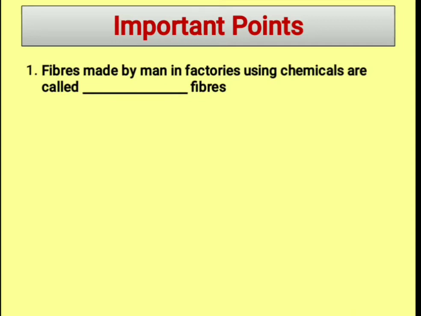The first question is: fibers made by man in factories using chemicals are called dash fibers. So which fiber is made by man in factories by using chemicals? There are two types of fibers, natural fibers and synthetic fibers. But natural fibers are obtained from plants or animals, but synthetic fibers are made by man in factories using chemicals. So the answer is synthetic fibers.